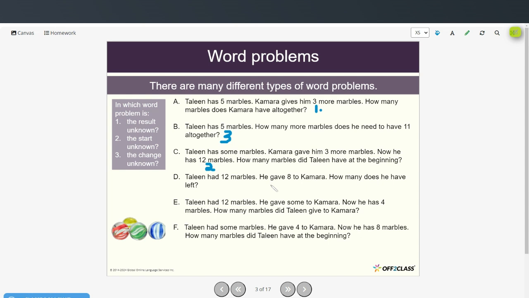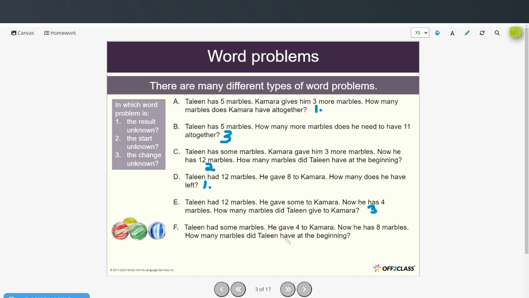Talene had 12 marbles. He gave 8 to Kamara. How many does he have left? Okay, we have the start and the change. So this one, the result, is unknown. Talene had 12 marbles. He gave some to Kamara. Now he has 4 marbles. How many marbles did Talene give to Kamara? So here we know the start and we know the result, but it's the change that is unknown.